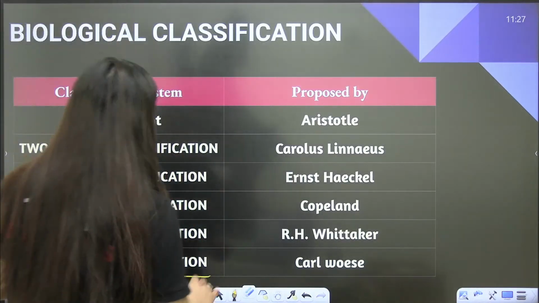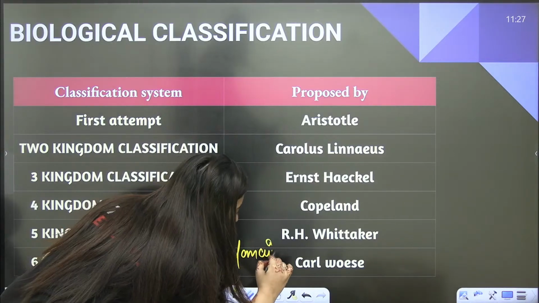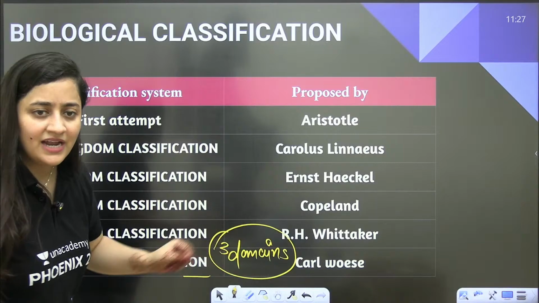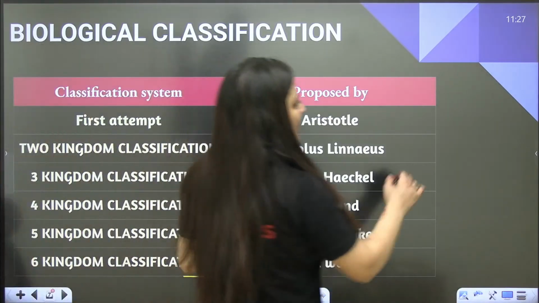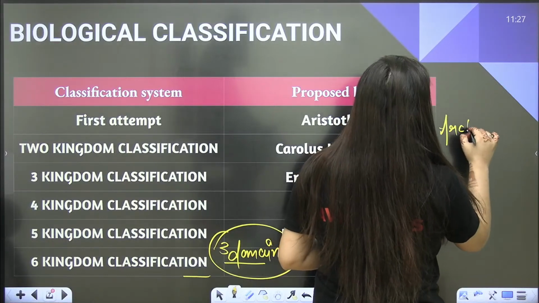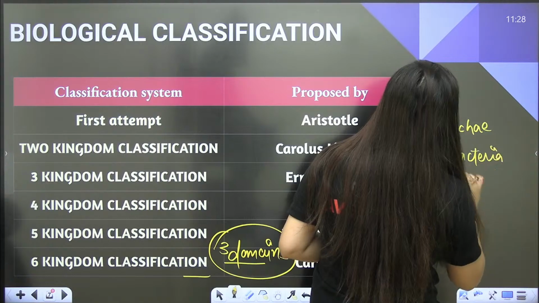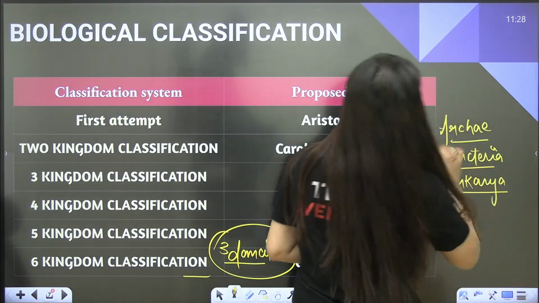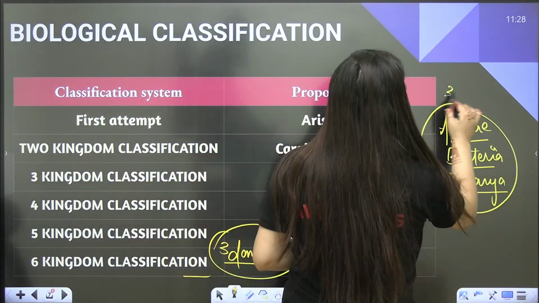So domains, they were introduced here. So 3 domains were there. Can you name those 3 domains? Yes, students, can you name those 3 domains? So those 3 domains are Archaea, then Bacteria, then it is Eukarya. Archaea, Bacteria, and then Eukarya. These are the 3 domains.